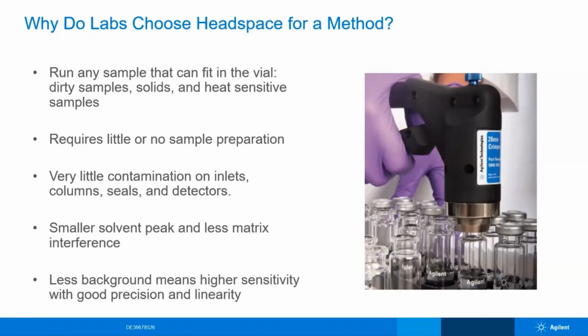Additionally, because you have a vapor phase moving through the system, you do not have this large amount of evaporated solvent that would be introduced from a liquid injection. That means there's a smaller solvent peak and generally less matrix interference in the analysis. This means that there's also less background, which leads to higher sensitivity with good precision and linearity across a very wide range of compounds. Considering all of this is with a sample that can sometimes be very dirty and heavy in matrix, there are a lot of really good opportunities to switch over from more traditional liquid-based methods to start using Headspace.